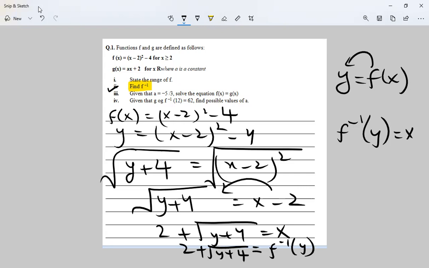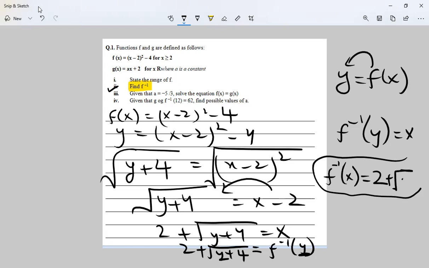In the last step, we will just change the y to x. Here, the y will be replaced by x. f inverse of x is equal to 2 plus the root of x plus 4. This will be the final answer for the inverse function.